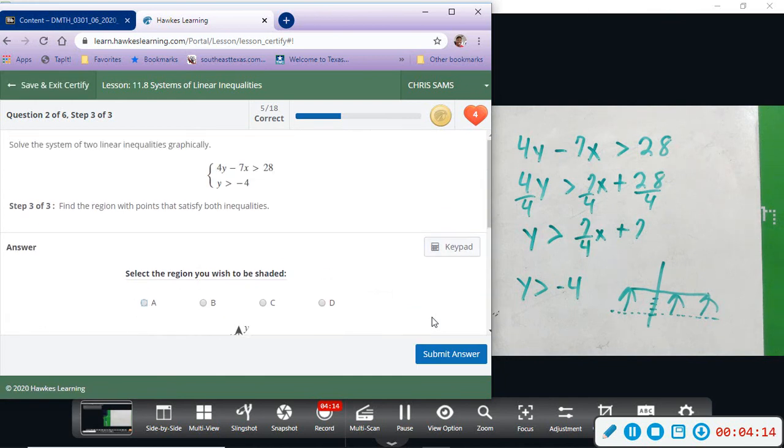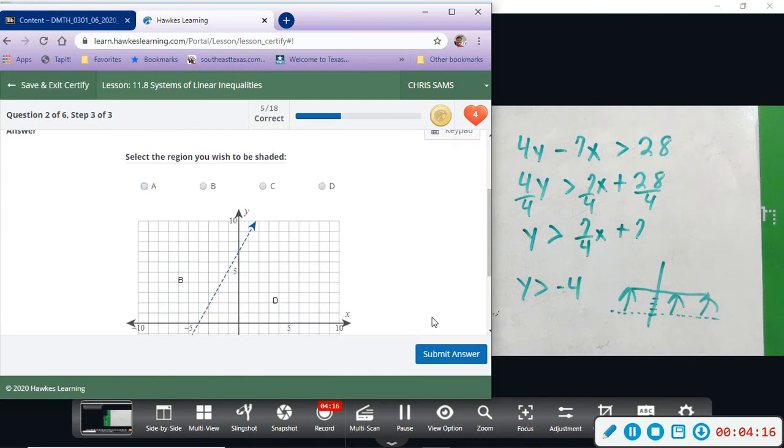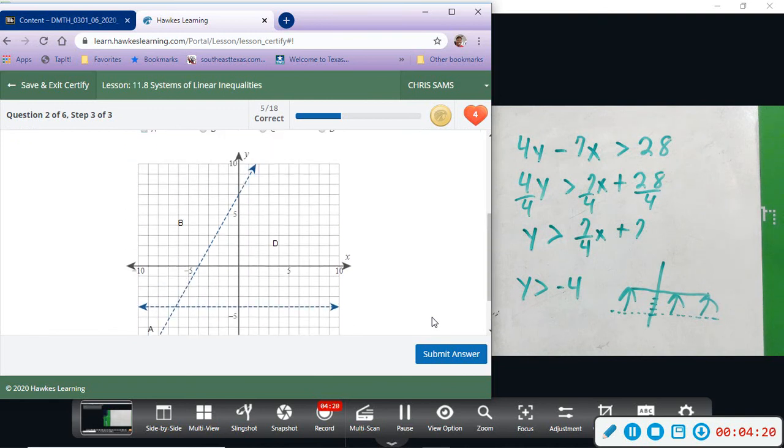Okay, and then last one, we want to know which section would be the overlap of both. Okay, so here are the two lines. One we shaded above, and this one we shaded above. So the section that overlaps both above, if we laid those pictures on top of each other, would be B.